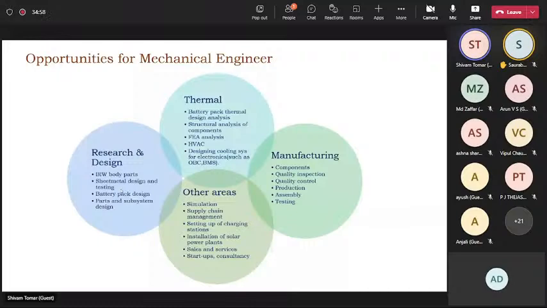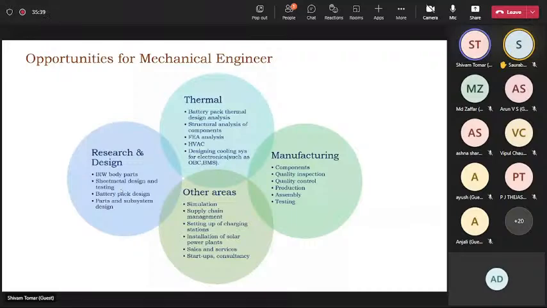Then parts and subsystem designing, that is, the small components, internal or aesthetics. Then ergonomic designing and product marketing, like how we are marketing the product, which completely depends upon the design of that product. Thermal is a part of design too, but when we talk about the industry, the thermal branch or thermal domain is completely different. How is it different? Because here we are doing a lot of analysis and system modeling on software.